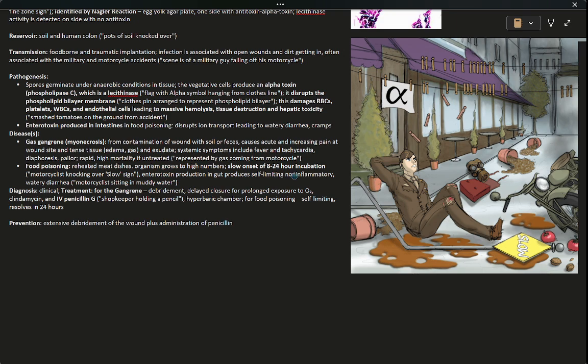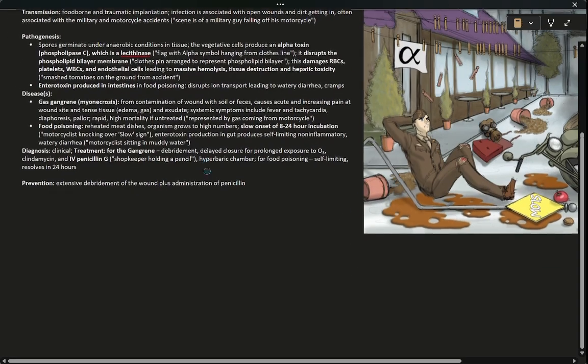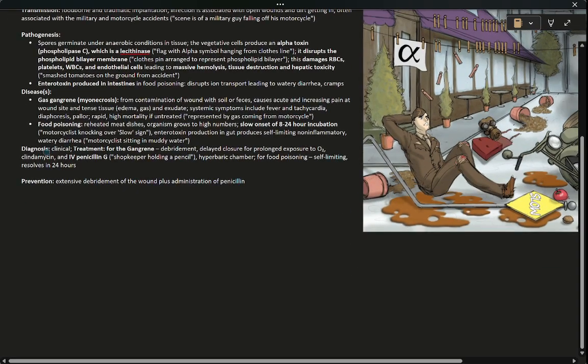Regarding the Clostridium perfringens, the enterotoxin that is produced in the gut will produce the self-limiting, non-inflammatory, watery diarrhea. And you can remember this by thinking about the motorcyclist sitting in muddy water. That's gross, that looks like diarrhea. Anyways, let's move on to how to diagnose this bacteria.